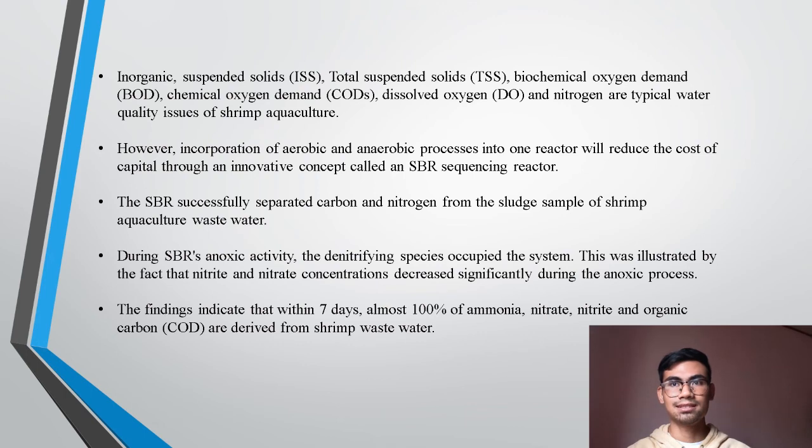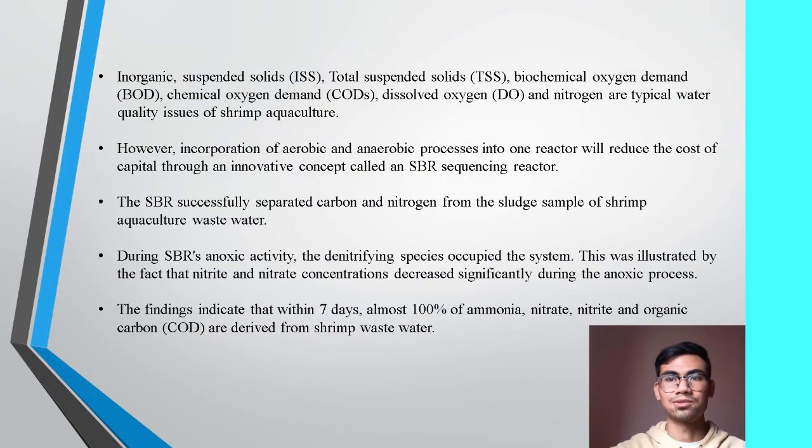In addition, the findings indicate that within 7 days, almost 100% of ammonia, nitrate, nitrite and COD were removed from the shrimp wastewater. So the sludge can be dewatered, and at the end of the process, the water will be recycled back into shrimp farming. Use of SBR technology for intensive shrimp processing is an enticing alternative to the different methods commonly used in shrimp aquaculture. That's all for me. Thank you.